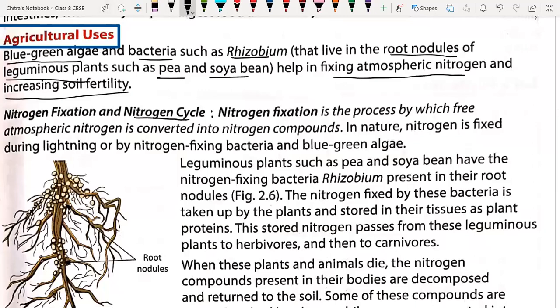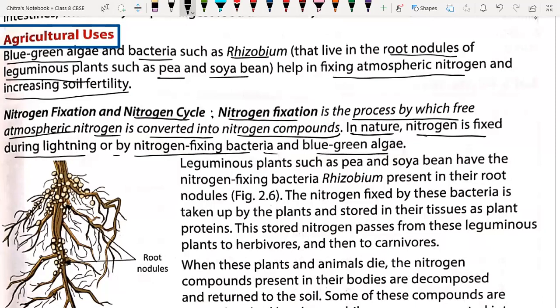So nitrogen fixation and nitrogen cycle. We are going to discuss now. Nitrogen fixation is the process by which free atmospheric nitrogen is converted into nitrogen compounds, which are nothing but salts of nitrogen called nitrites and nitrates. In nature, nitrogen is fixed during lightning or by nitrogen fixing bacteria and blue-green algae. Leguminous plants such as pea plant and soya bean have the capacity for nitrogen fixation. That's why they are called nitrogen fixing bacteria, and they are present in the root nodules of the leguminous plant.